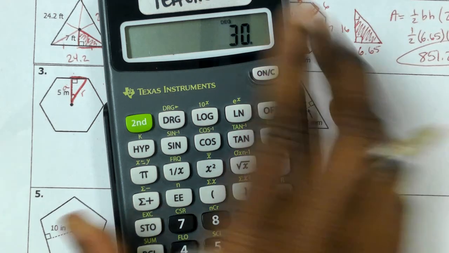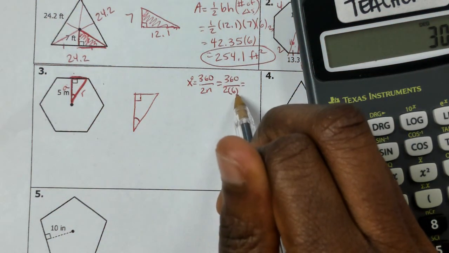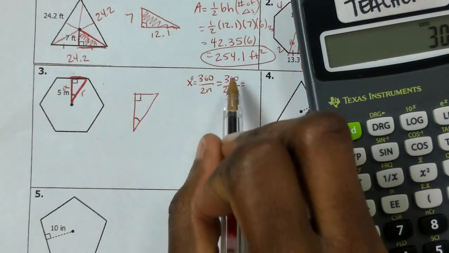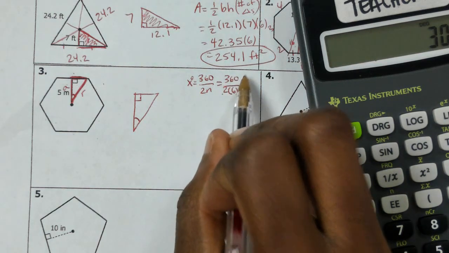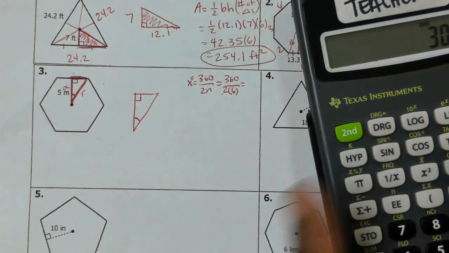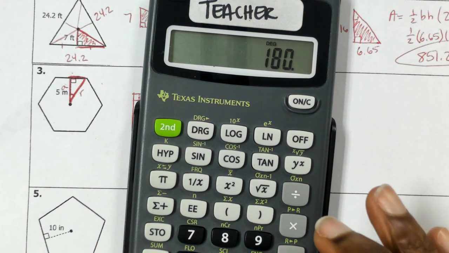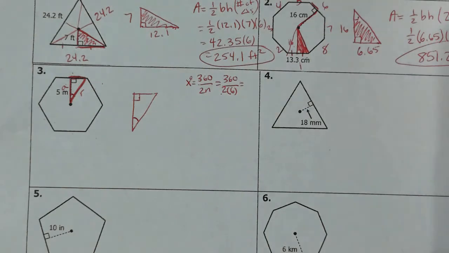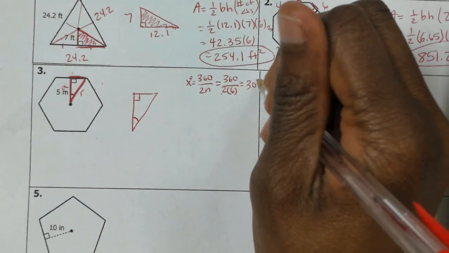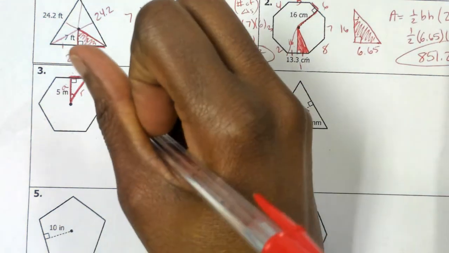by 12. If you do 360 divided by 2 times 6, then the calculator thinks you're doing 360 divided by 2, but then the 6 is back up here. So you want to divide both of these. So you're doing 360 divided by 2 and divided by 6 to get the degrees 30. Okay, so that's 30 degrees. This was 5.